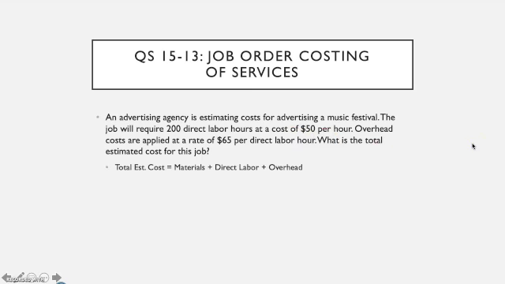So again, we're going to be using another formula, and that is the total estimated cost is equal to the material cost plus direct labor cost plus allocated overhead costs. So let's break down the problem into these three parts and figure out those numbers. The first one is materials, and in this case it's going to be $0.